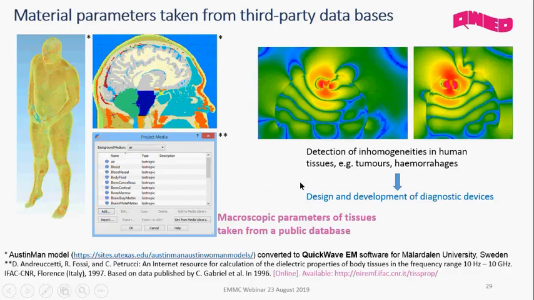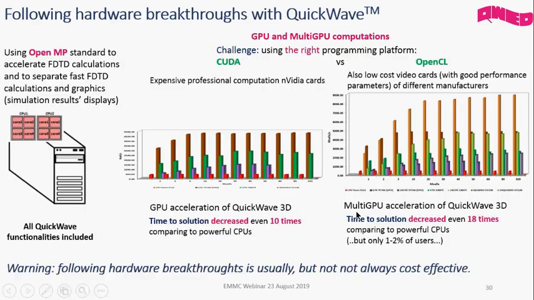This is an example where we take material parameters from external databases. This is the model of an Austin man, which comes from the research of the Malgorzata University. We incorporated it into QuickWave for what they use, and we read the parameters of tissues from an external database.